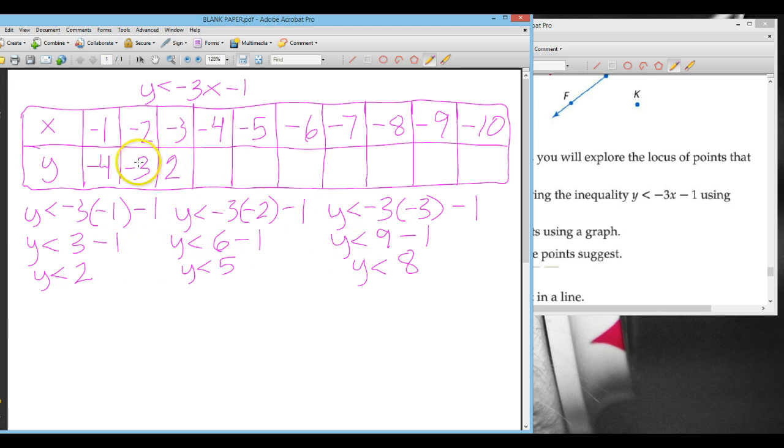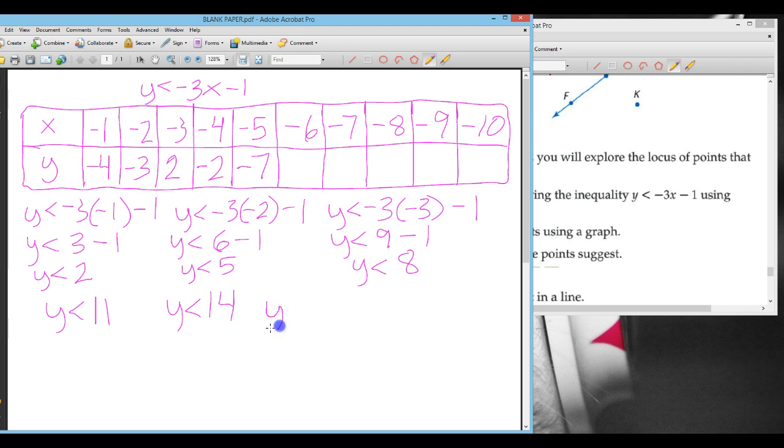And if we continue this, we can see a pattern developing here. So we have y is less than 2, y is less than 5, y is less than 8. So we can see that we have a pattern going up by 3s. So next we would have y is less than 11, y is less than 14. Okay, so let's do a number here, less than 11. Let's say -2. And let's say here -7 is less than 14.